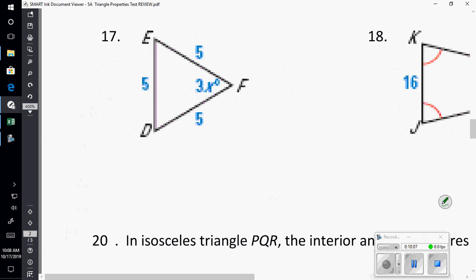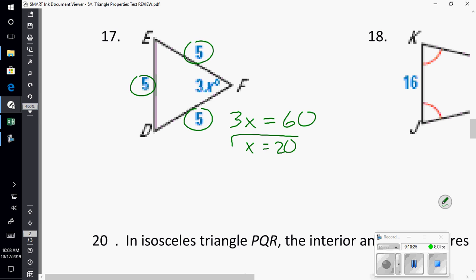On 17, we're told that all the sides are 5, which means it's also an equilateral triangle, which means every angle is 60 degrees. So if angle F is 60 degrees, 3x is equal to 60, x would be 20.